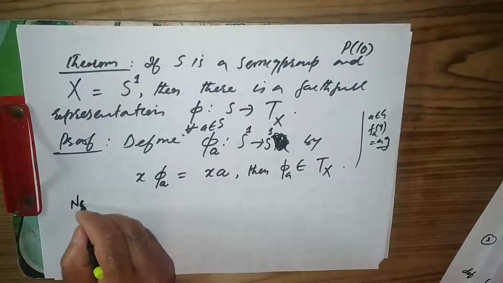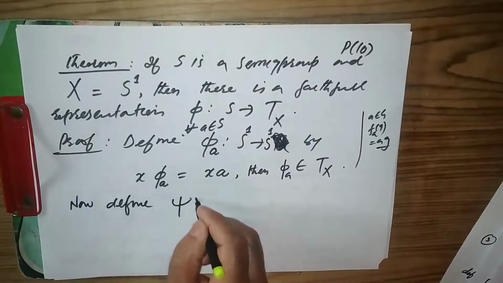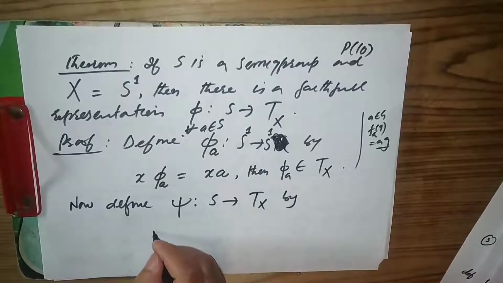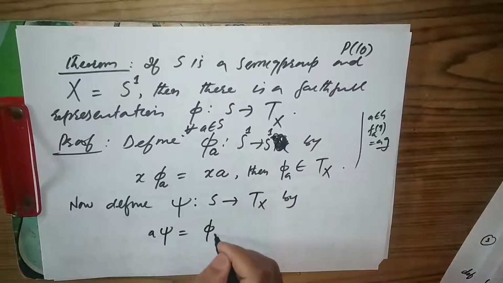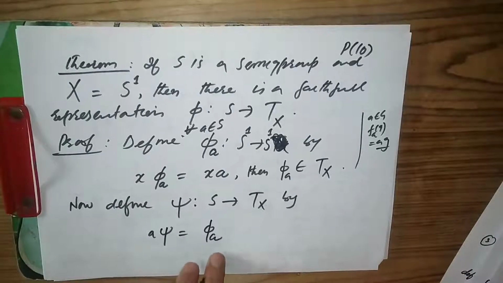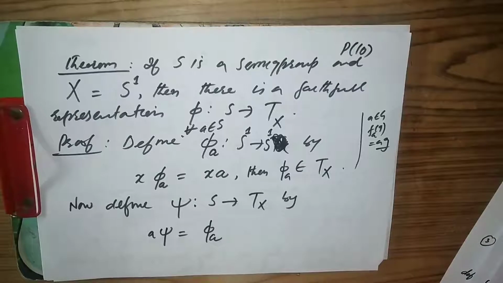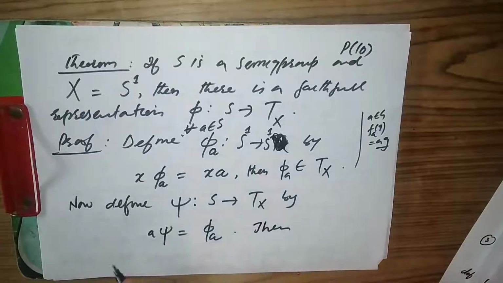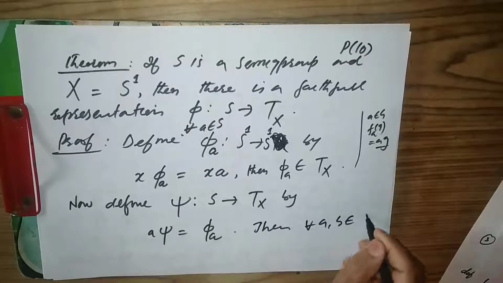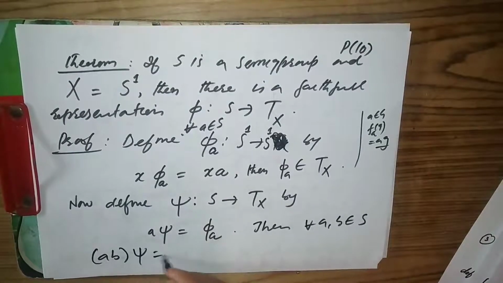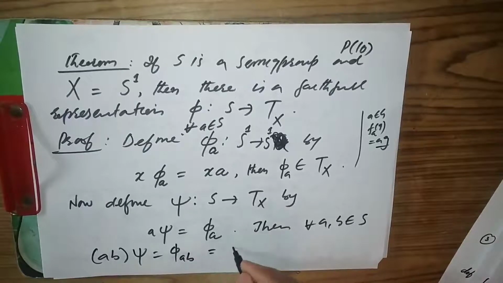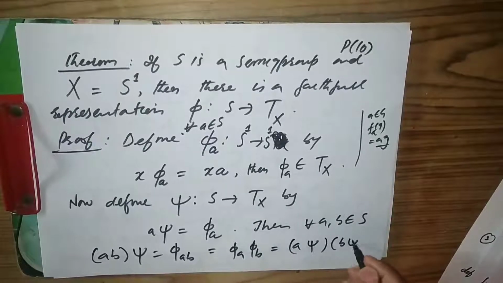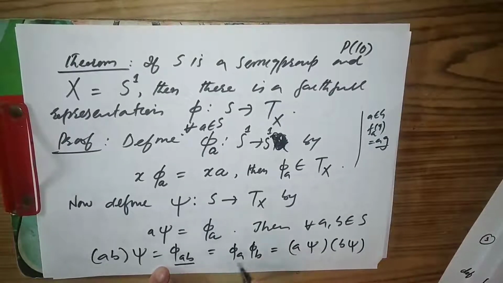Now we define a map psi from S to Tx by a psi is equal to phi a. It's clear because phi a is in Tx. We'll see that this map is a morphism. For all a, b belonging to S, ab psi is equal to phi ab, and you can see this is the same as phi a phi b, which is equal to a psi and b psi. You just need to verify that phi ab is the same as phi a phi b.